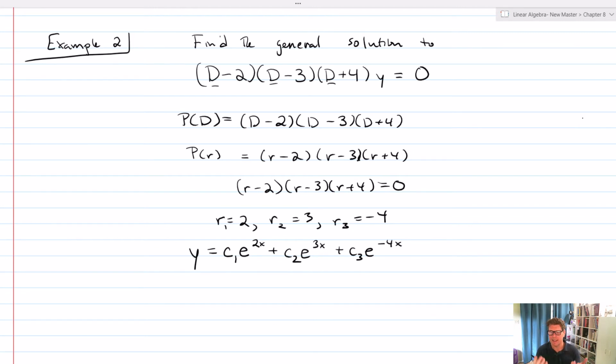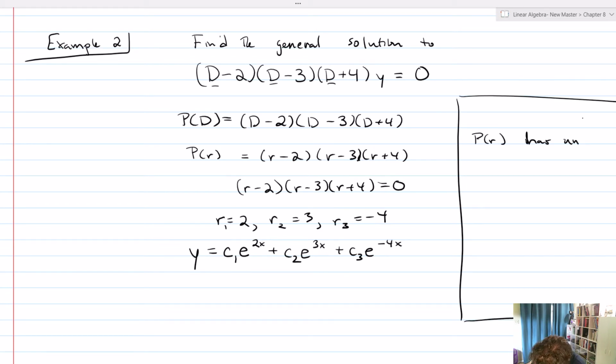All right, so in this form, it's really quite simple to see what your solution actually is. Now, notice here, and this is going to be our first piece, that P of r has unique real roots. And since P of r has unique real roots, this works very straightforwardly. We're going to have two other situations. The second situation is when we have repeated roots, and we're going to see what happens then. And the third situation is when we have complex roots, and we're going to have to deal with those as well.